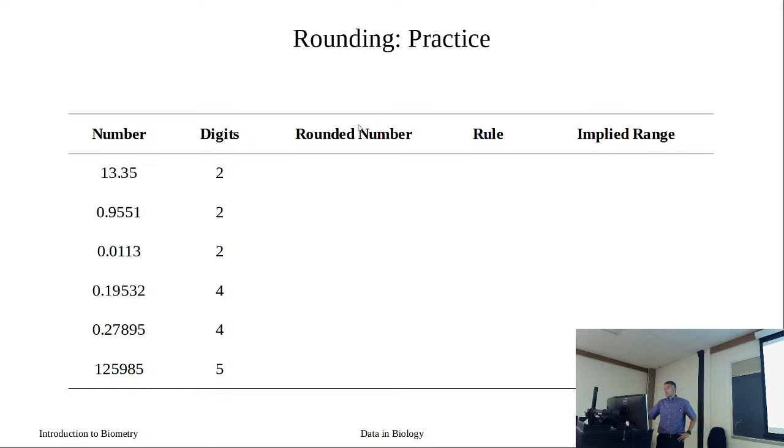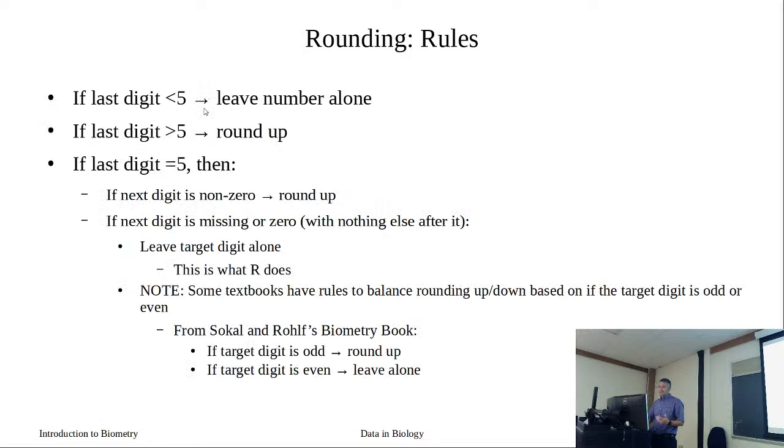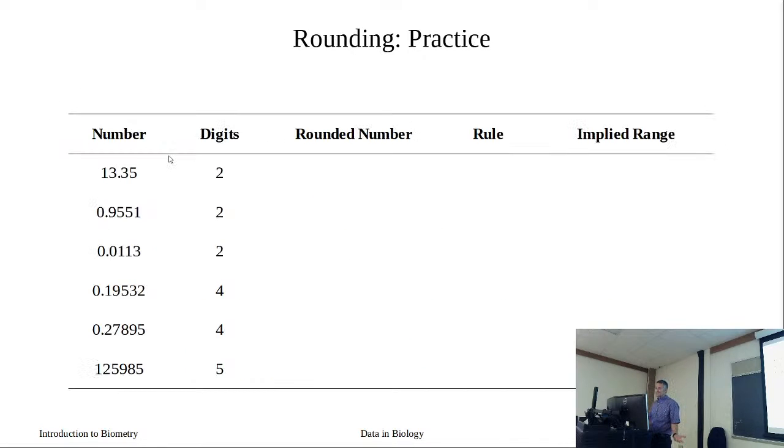So go ahead and do your rounded number, and then also, based on that rounded number, go ahead and calculate the implied range. I do have a column here for a rule. Basically, what rule did you use to round? To round or to not round? You can fill that out if you want, or you can just go ahead and leave that blank. The implied range is the implied range of our rounded number.